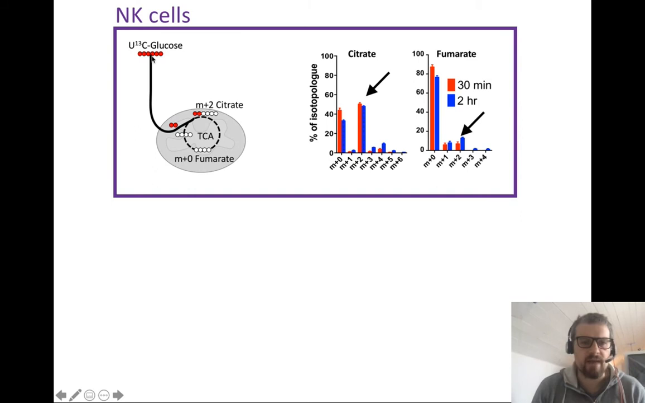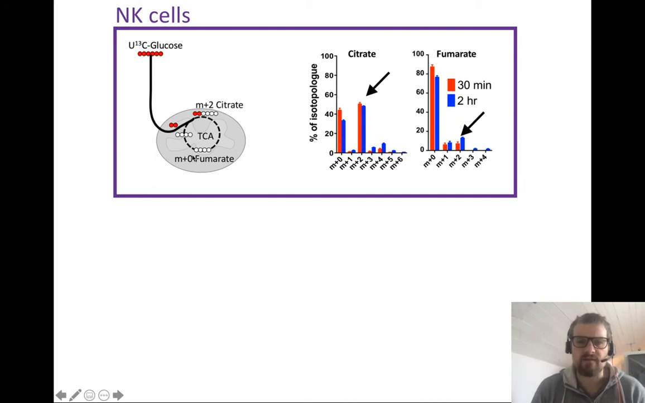We gave them heavy labeled glucose, and if you do that, as that goes into the mitochondria, you get a +2 labeled citrate. Now, if that goes into the TCA cycle, these heavy labels get fed down to subsequent metabolites like fumarate. But if it gets exported from the mitochondria, you don't get any heavy label in the fumarate, and that's exactly what we saw in NK cells. So here's N+2 citrate. So there's lots of it. The majority of the citrate is N+2, but very little of the fumarate is N+2.